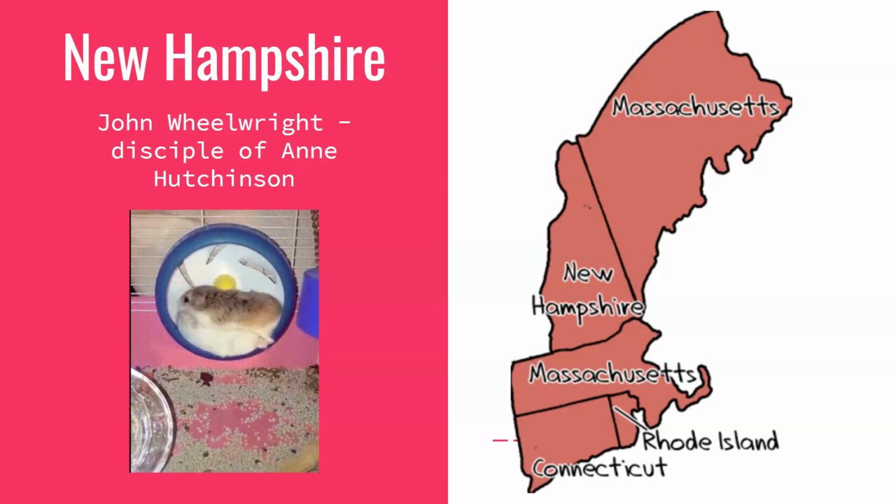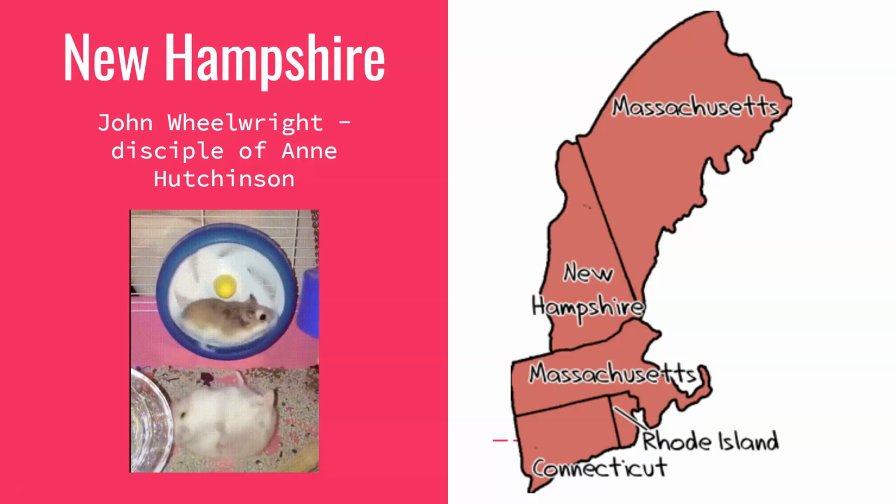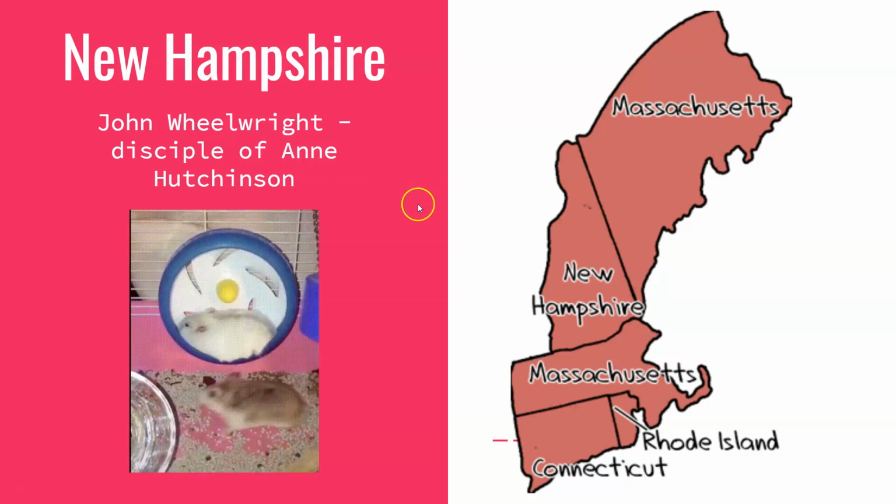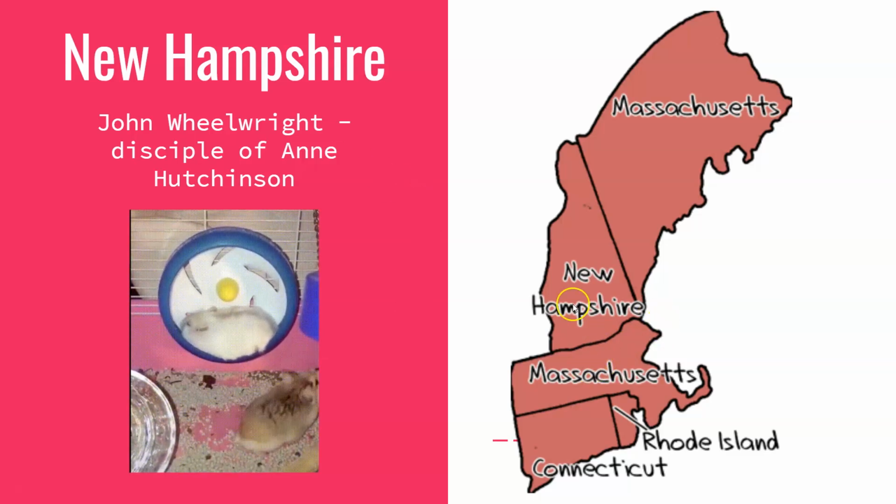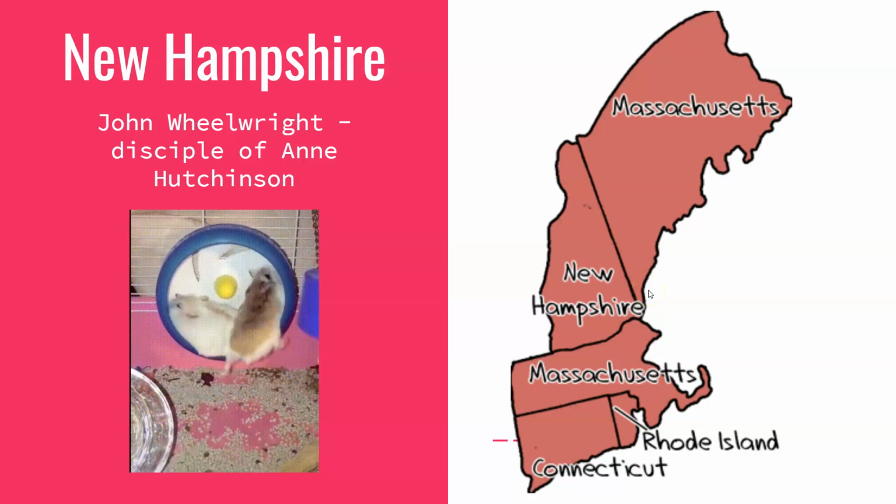And so just know he's considered to be kind of a heretic as well, because he was a disciple of this heretic Anne Hutchinson, more on her later. And so more or less, John Wheelwright is going to leave Massachusetts down here and head up to New Hampshire, up in New Hampshire. Okay, so that's kind of the story of New Hampshire.